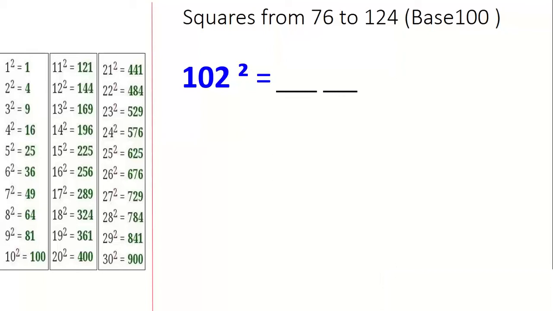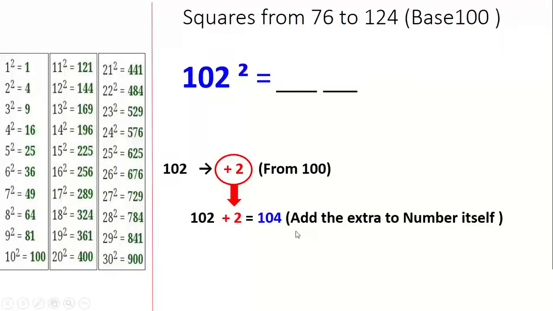First step is comparison. So I'm going to compare 102 with 100. It's 2 more than 100. So in this method, you have to add this extra to the number itself. In the last method, we were adding to 25. In this example, we are going to add this 2 to the number itself. So 102 plus 2 is 104 and 2 square is 04. So yes, we are done with our answer. It has to be 10404, right? Isn't it simple?